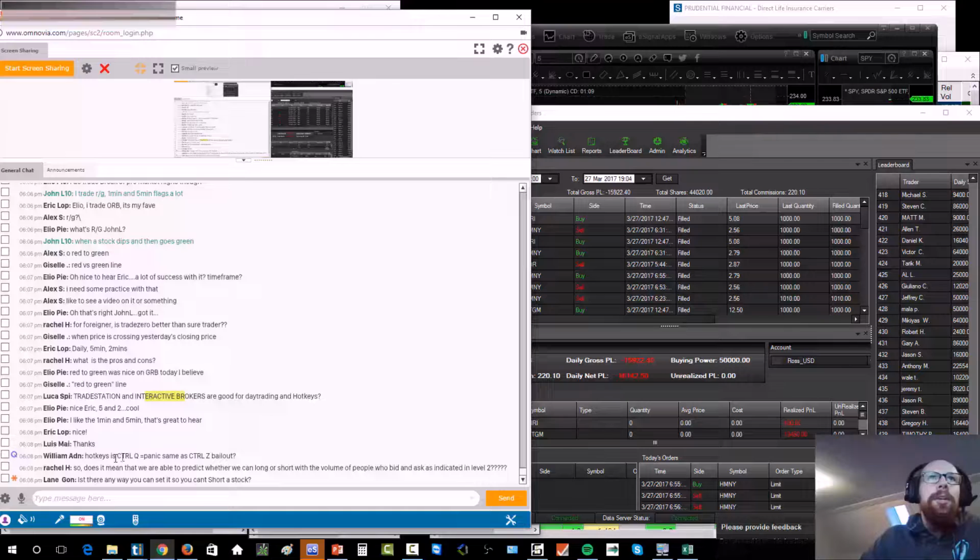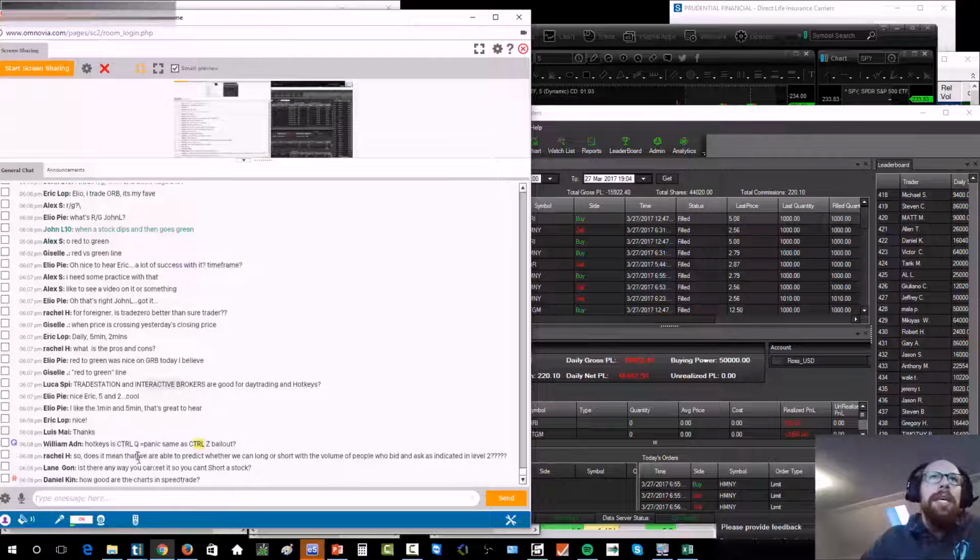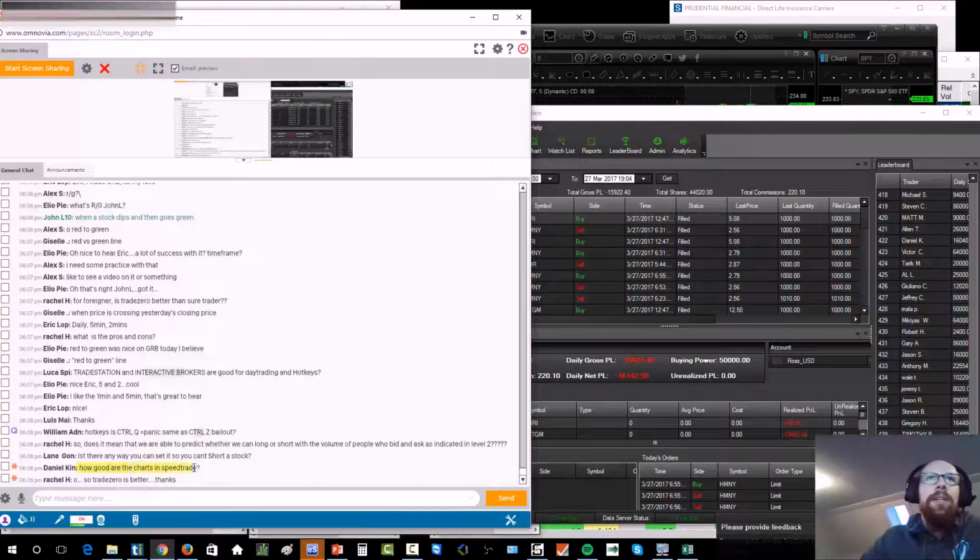William, Control Q just cancels all your orders. Control Z is a bailout, but Control Q just cancels any open orders that you might have. The charts in SpeedTrader are not very good, so that's why I would use TC2000 or eSignal or something like that. Lane, you can set your hotkeys to short if you want.